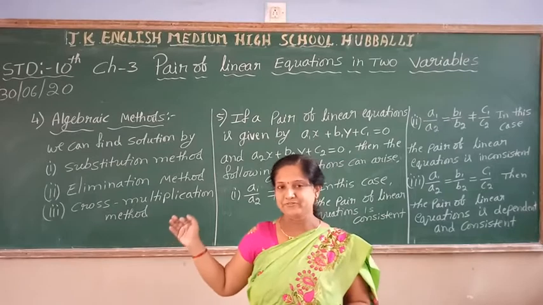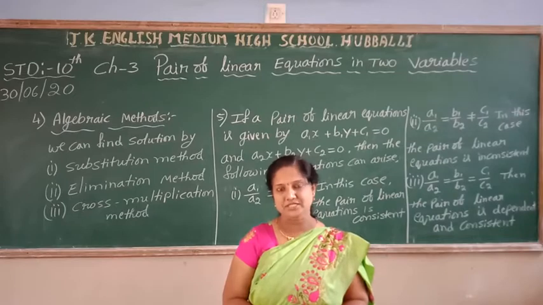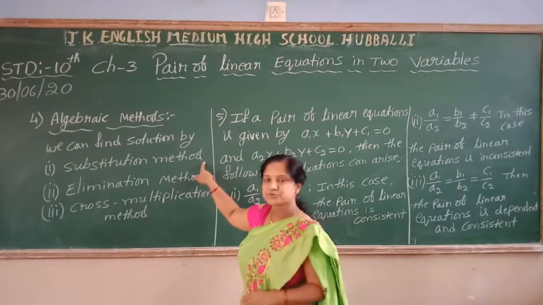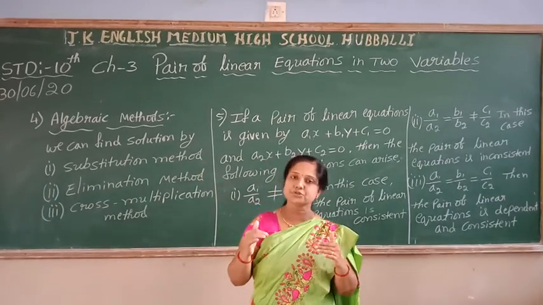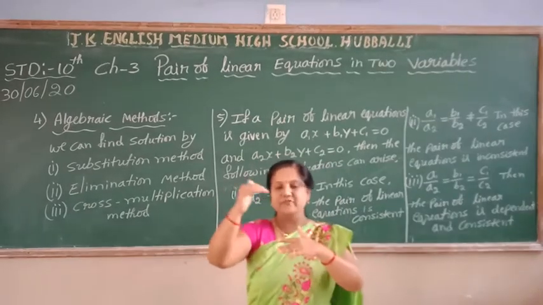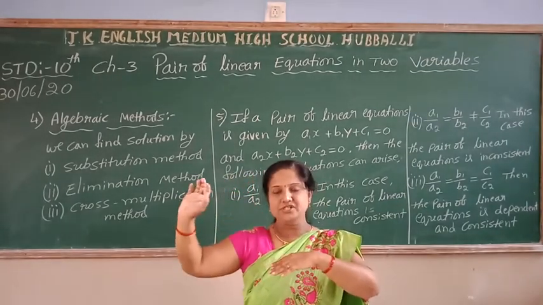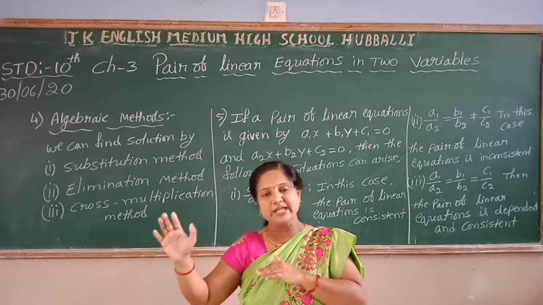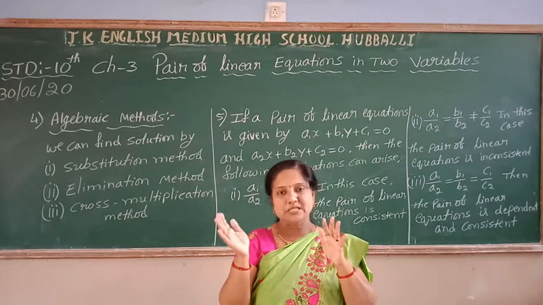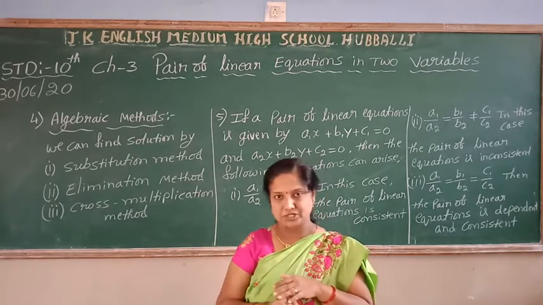I am going to explain the fourth important point, that is, algebraically also we can solve a pair of linear equations in two variables. In the algebraic method there are three methods. One is the substitution method. A pair of linear equations in two variables means two equations will be there. We have to consider one of the equations and convert it in the form of y or x. That x value or y value is substituted in the second equation. So by substituting, we find out the value of x and y. The name of that method is the substitution method.